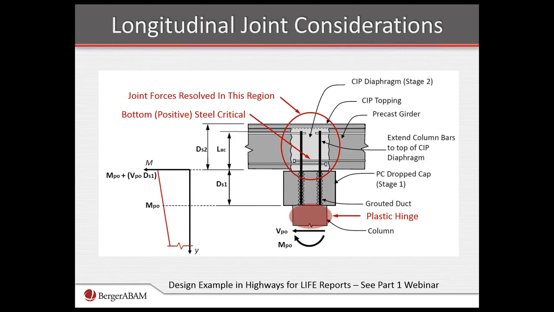In other words, at the tension at the bottom of the girders, and then at the top, you've got the topping steel that can provide quite a bit of capacity for you. This just shows you an example of what has to be considered, and we do have a design example in the Highways for Life reports again.